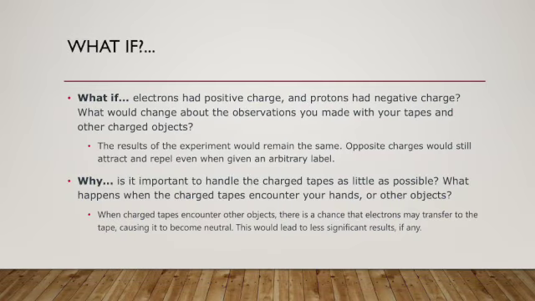What if electrons had a positive charge and protons had a negative charge? What would that change about your observations? Really nothing. They remain the same because opposite charges would still attract and repel, and it doesn't really matter what label you give it. And why is it important to handle the charged tapes with as little interaction as possible?